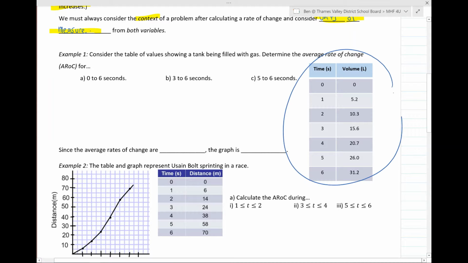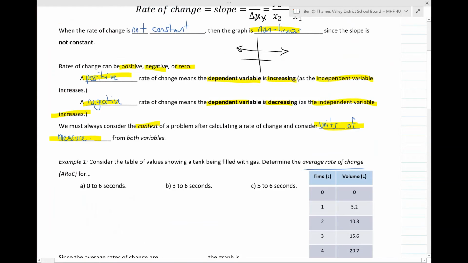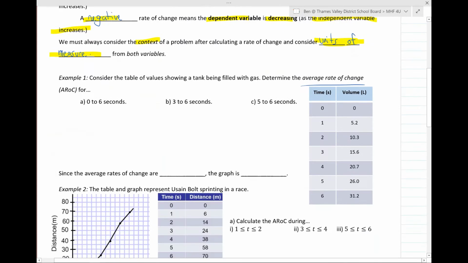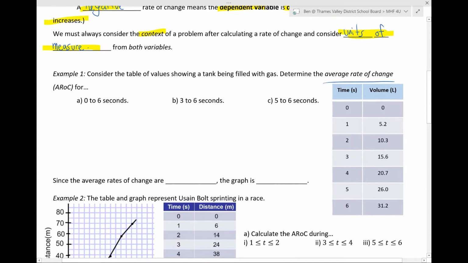We're given some data here. This is the amount of gas inside a gas tank as a tank is being filled up. So we want to calculate the average rate of change for various time intervals. The first time interval is from 0 seconds to 6 seconds. We're going to rely on this equation up here. Our rate of change equals delta y over delta x, and that equals y2 minus y1 over x2 minus x1.